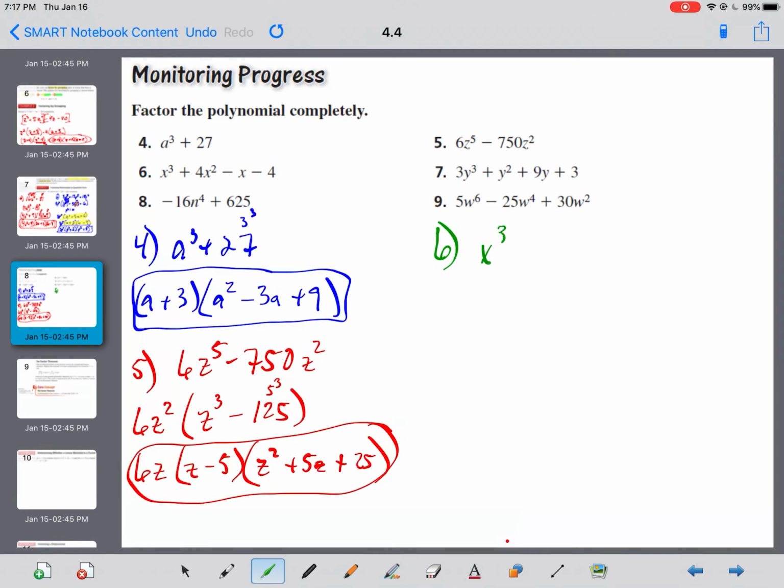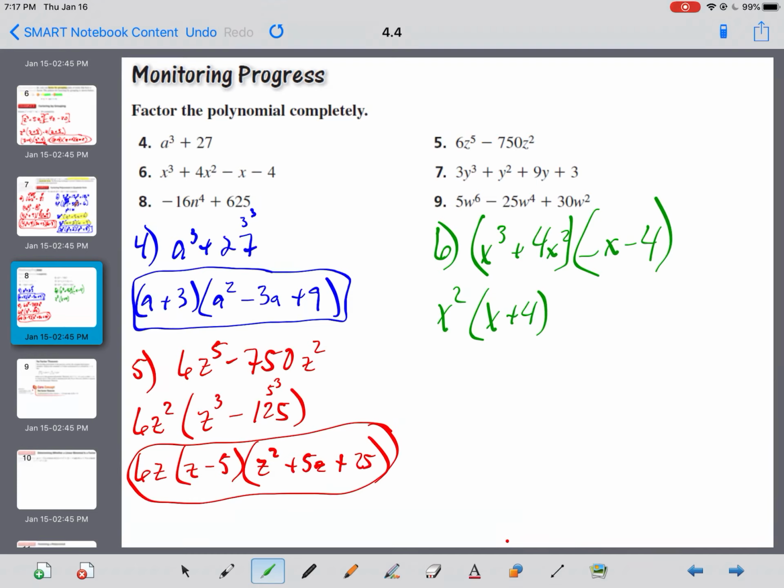Let's look at 6. x to the 3rd plus 4x squared minus x minus 4. It's got 4 parts. I am probably going to have to group these together because they don't have any type of common factors whatsoever. So I'm going to group the first part and I'm going to group the last part. What I can take out of the first part is an x squared. That leaves me x plus 4.